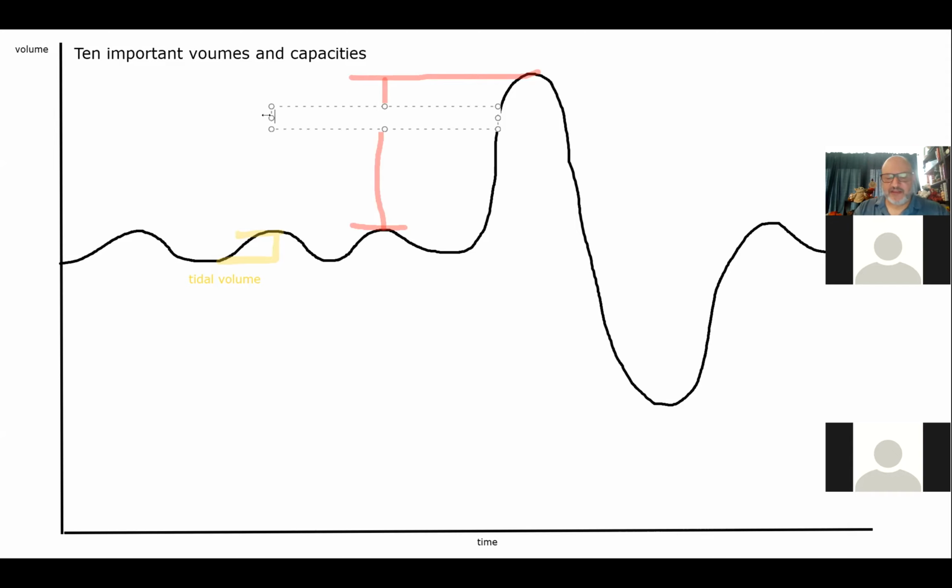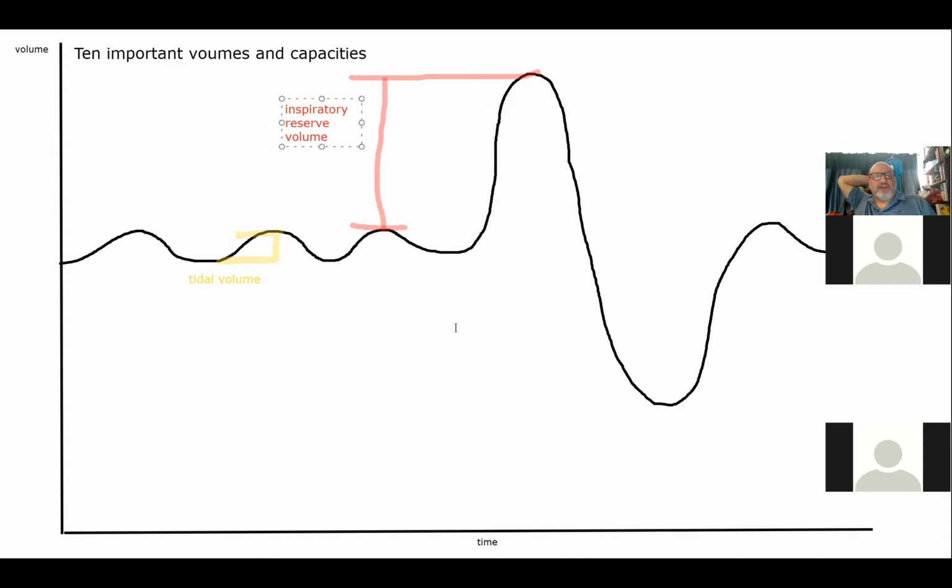And we call this the inspiratory reserve volume. This is the amount of space we have in our lungs that we could fill with air if we need to. So it is the difference between maximum and normal. Correct. The difference between the maximal inhalation and the normal inhalation. That is correct.